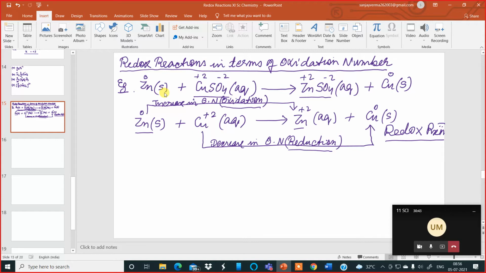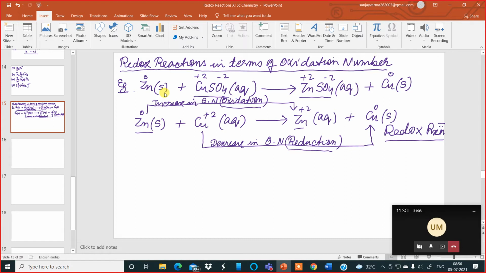Reduction part. Look at the copper ion on the left hand side. Once it becomes a product, Cu+2 is becoming Cu0. It is becoming a metal. The oxidation number of any metal is 0. So there is a decrease in oxidation number. Plus 2 becoming 0 means a decrease in oxidation number, which means it is reduction.